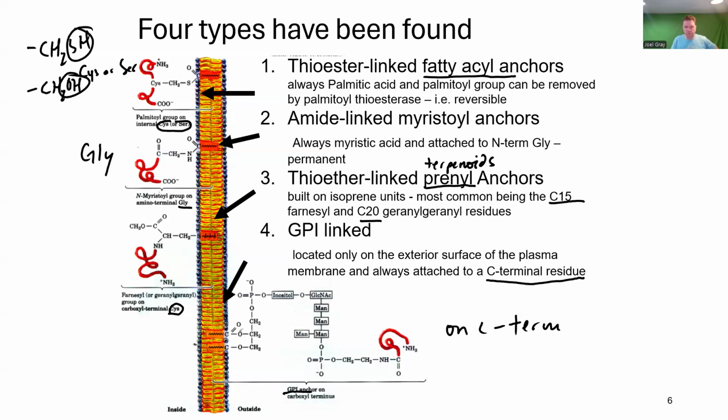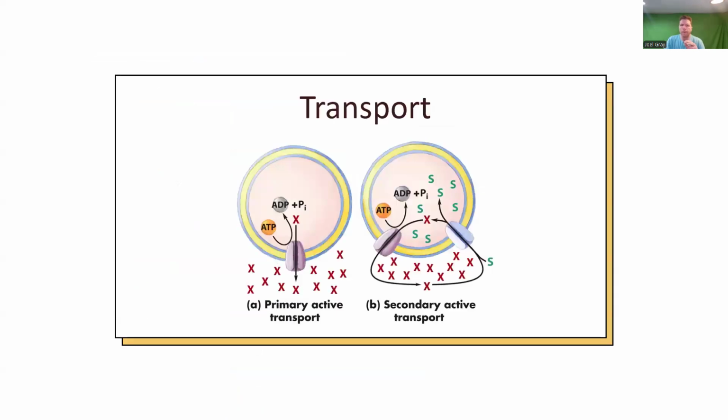Specifically, if we look at this GPI on the bottom, what's cool about this is this GPI anchored protein is basically displayed to the exterior of the cell. It's ready to go. It can act on anything it wants. Now, one thing that a membrane protein can do is it can be involved in transport. Now, there's two major types of transport. There's primary active transport and there's secondary active transport.